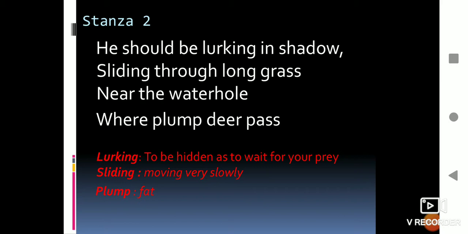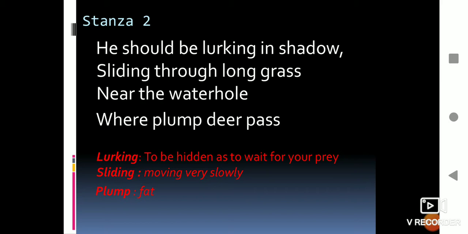The poet is trying to say that if, because the word "should" is used, this tiger was free, he would have been hiding himself in the shadow, and must be passing slowly in the long grass near the water bodies, so that he could easily catch a fat deer to have his food. That deer would be his food.